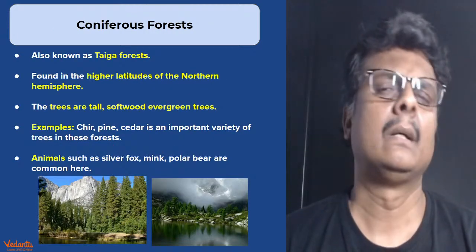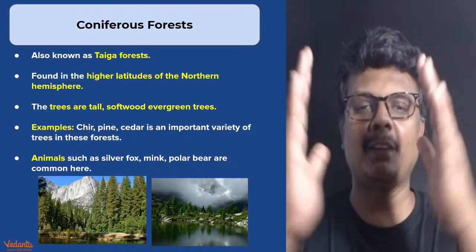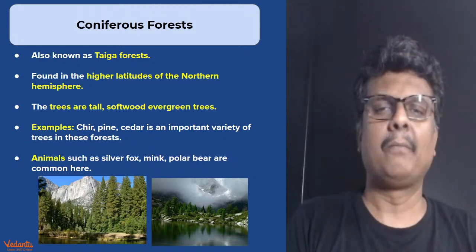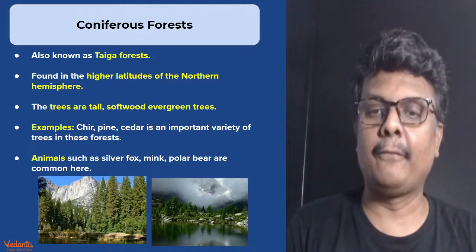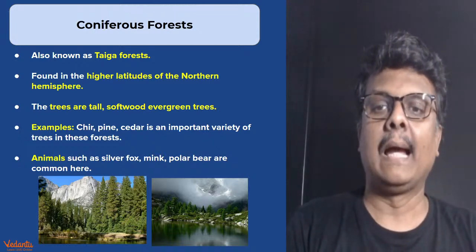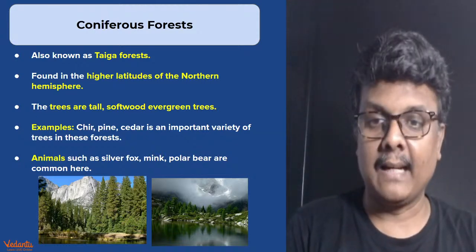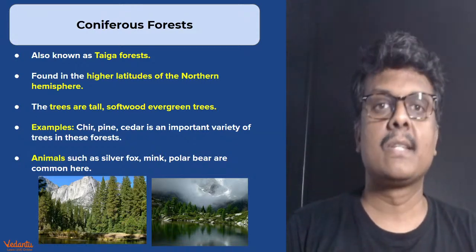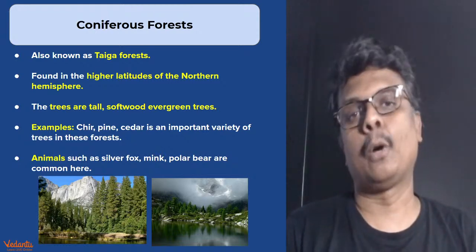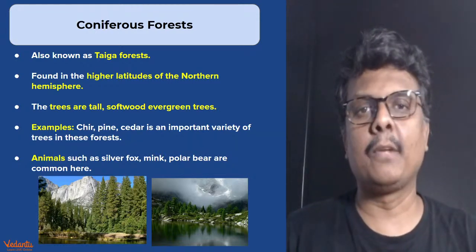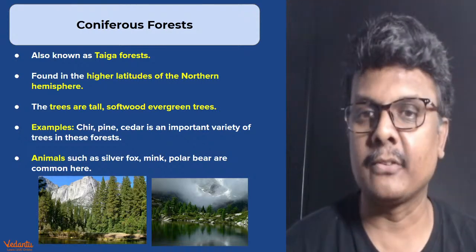Coniferous forests are found in very cold areas, like the taiga forest, and they are tall evergreen trees. Fir, pine and cedar fall under this category. In these forests, silver fox and polar bear are common. Generally, you see coniferous forests in very cold regions.